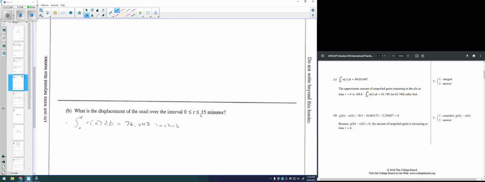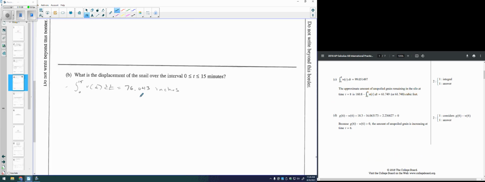Okay, question B, displacement. Notice it doesn't say total distance traveled. Some of you had an absolute value on here. It ended up being the same because it was always positive. It didn't change, but that's technically not correct. It should just be the integral of the velocity. Displacement is simply the integral of the rate. So integrate from 0 to 15 of v of t, and again, it's just typing it into the calculator.